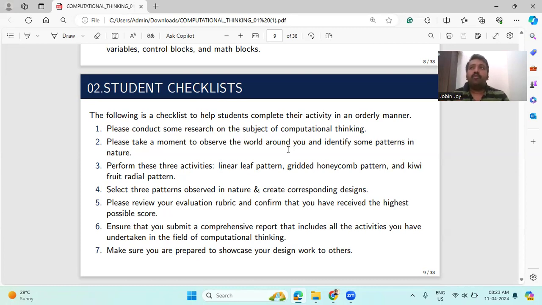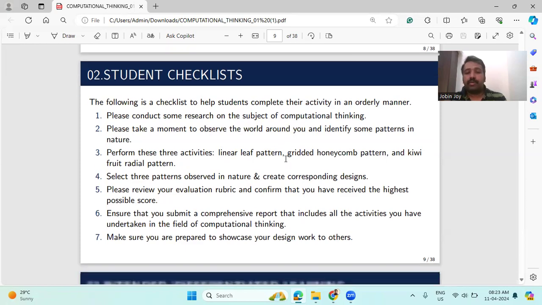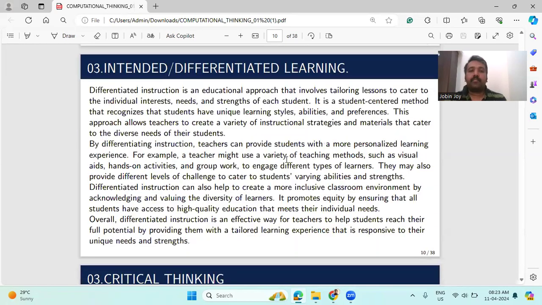So how will you share the design to the outside world? Through an exhibition. Finally there will be an exhibition, so that you have to demonstrate your design to the outside world. So make sure you are prepared to showcase your design work to others.